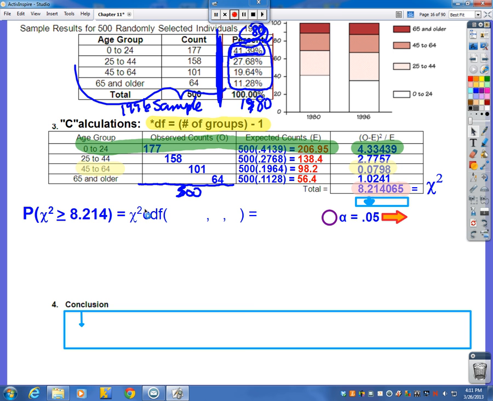So 8.214 to infinity. Now degrees of freedom, notice up here. Degrees of freedom is going to be equal to the number of groups minus 1. And here we have 4 groups of ages. So 4 minus 1 makes 3 degrees of freedom. Type that in and you get 0.0417887, which is less than our alpha value of 0.05 that we're going to assume is in place.